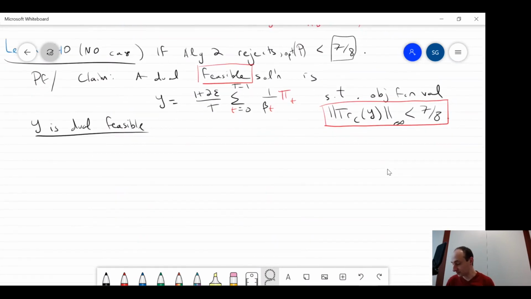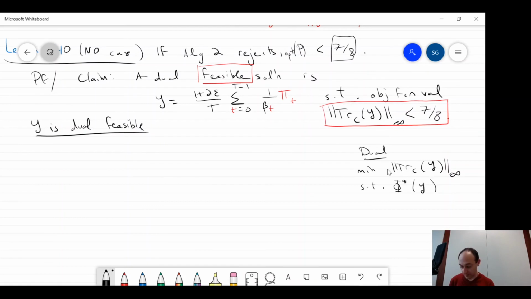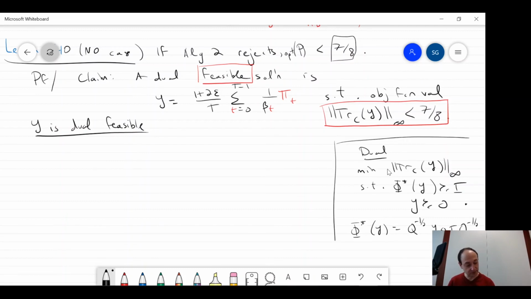Okay, so what was the dual? This was, you want to minimize the trace of y, infinity norm, subject to the constraints that phi star of y is at least identity and y is positive semidefinite. Okay, that was the claim, and remember that phi star of y is just equal to y tensor identity q inverse. Okay, so let me just rewrite that there. And now of course the claim is that this operator is dual feasible.